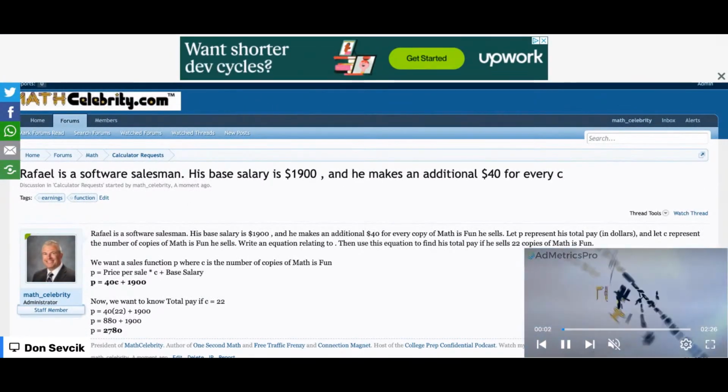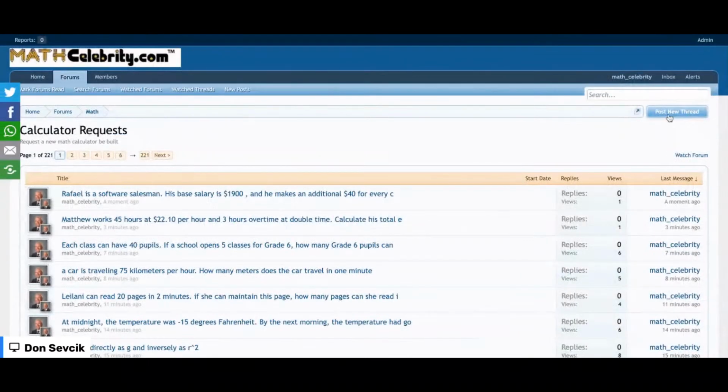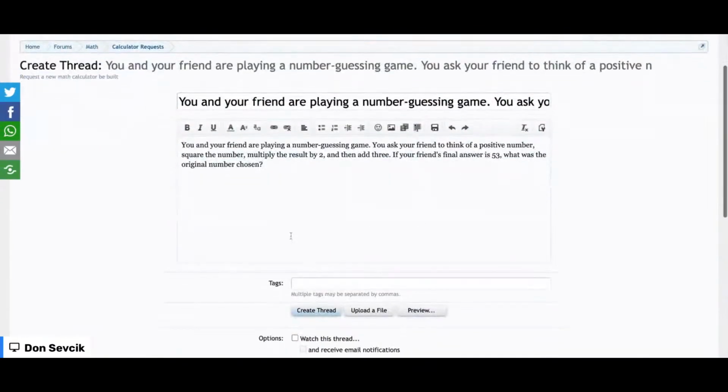Here's a little riddle. We get these little riddles once every while, and really a lot of these are just algebraic expressions. So I'm gonna do that here. You and your friend are playing a number guessing game. You ask your friend to think of a positive number, square the number, multiply the result by 2, and then add 3. If your friend's final answer is 53, what was the original number chosen?